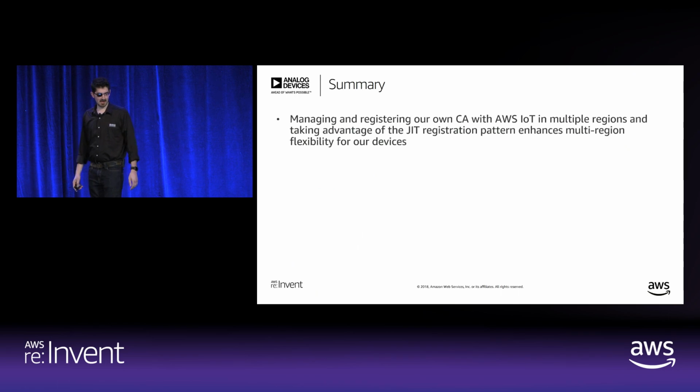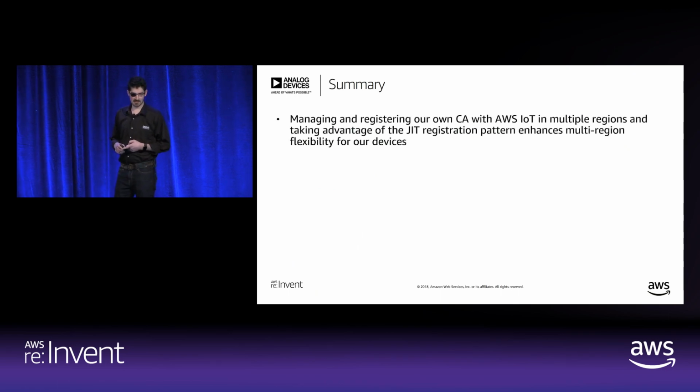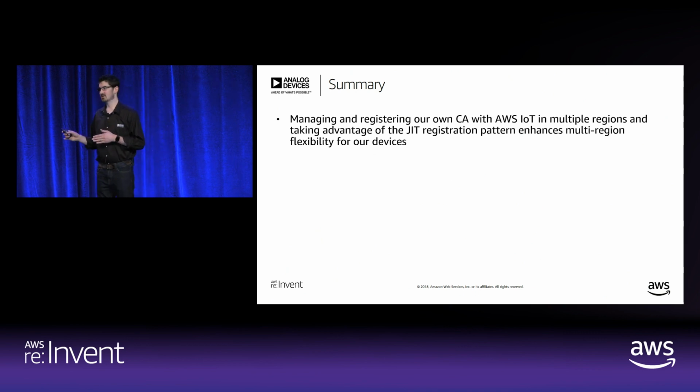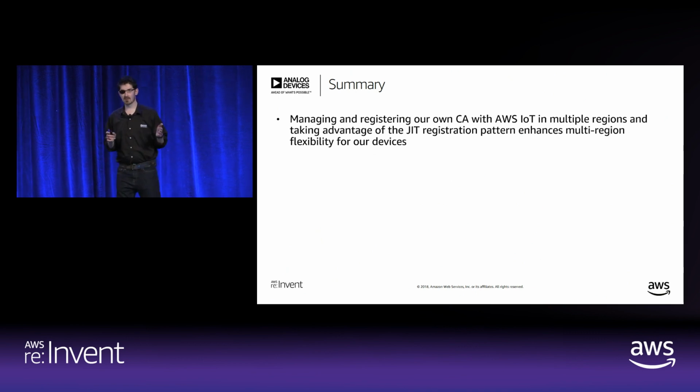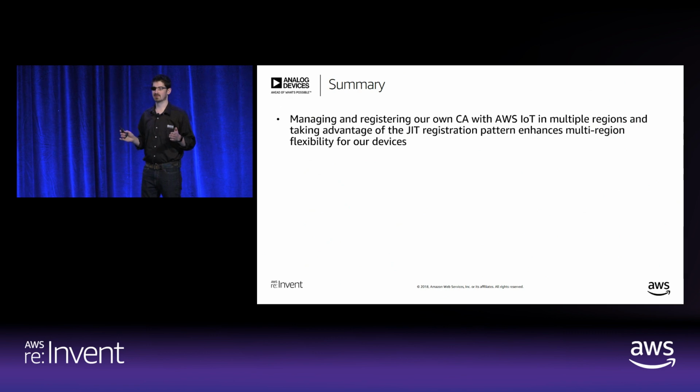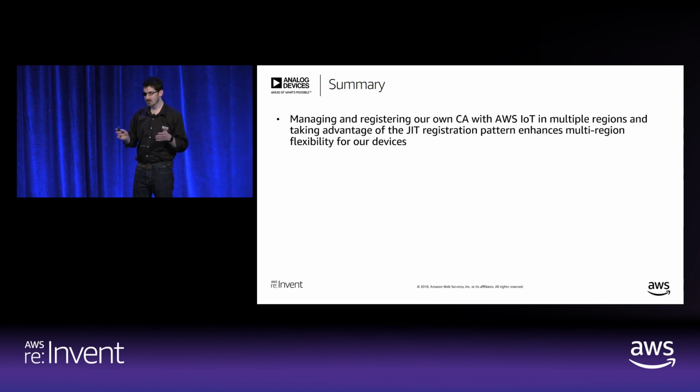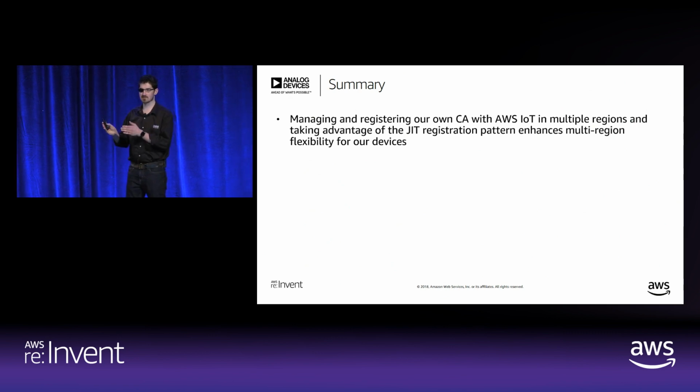So summing all this up, first of all, managing and registering your own CA with AWS IoT in multiple regions and taking advantage of just-in-time registration is a great way to kind of instantly get a lot of multi-region flexibility. Your certs are now, without reissuing any certs, eligible to be used in multiple regions with several of these patterns. And that's given us great flexibility in our application.